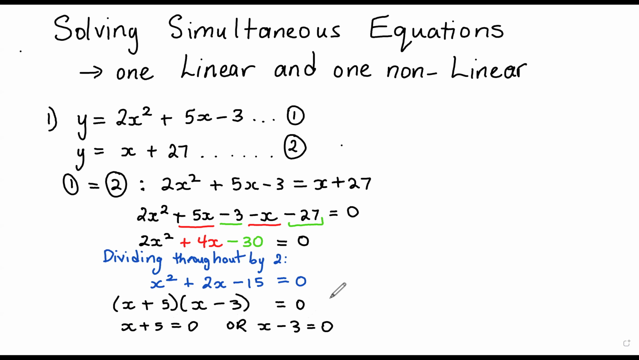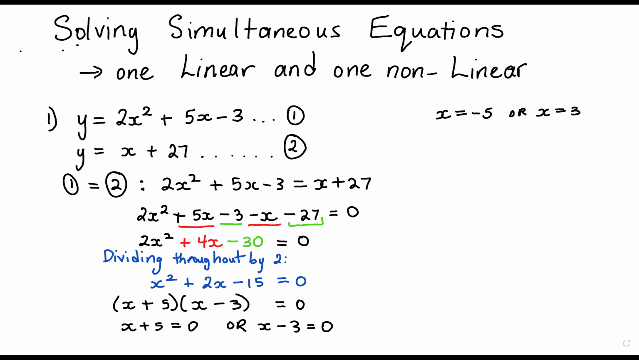We did so much of this before, but I know it's not a topic that some of you have done in school, so you may have forgotten a little bit of it. Don't worry about it. All right, so if x plus 5 is equal to 0, that means x is equal to 0 take away 5, which is negative 5, or x minus 3 is equal to 0, so then x is equal to 0 plus 3, which is 3. So that's your two solutions for x. Either x is equal to 3 or x is equal to negative 5.